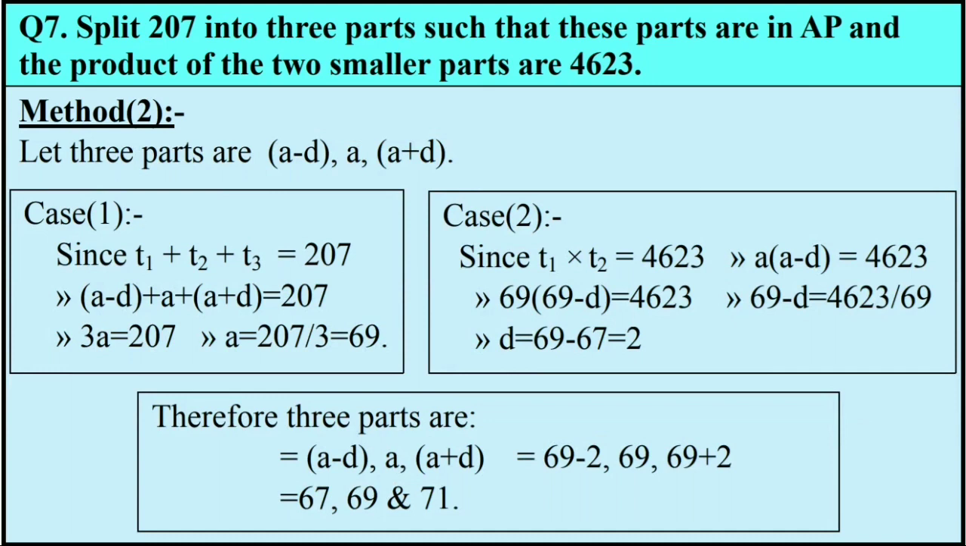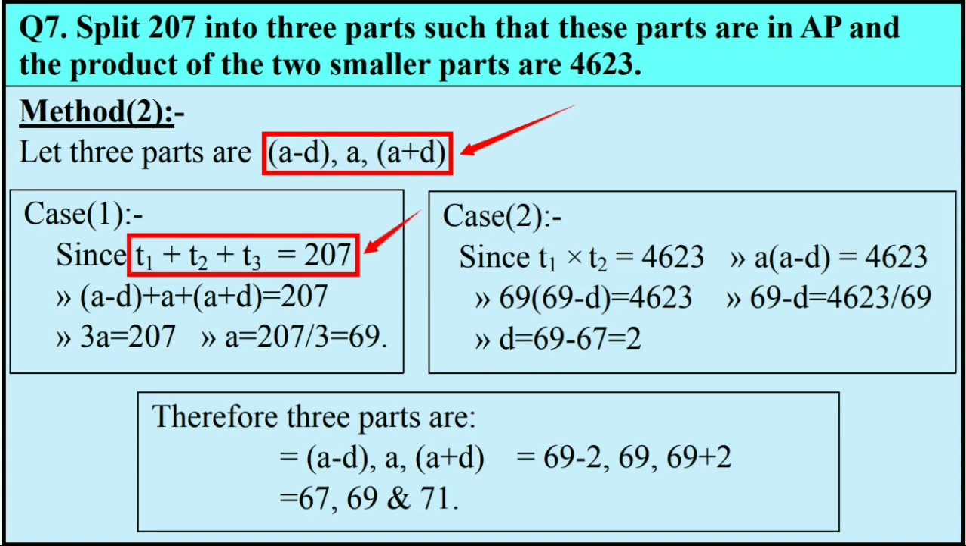Here the three values we assume as we are suggested: if an odd number of values is to be assumed, then assume as shown here. Since we have to assume three values, they are A minus D, A and A plus D. Let's observe the first block. According to the question, the sum of three terms of an AP is 207. Hence T1 plus T2 plus T3 is equal to 207.